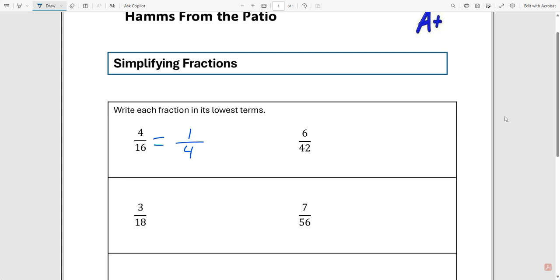Let's look at this one. 6 over 42. So is 6 a factor of 42? Will 6 divide into 42? Yes, it will. So that is our greatest common factor. So 6 divides into 6 one time, and 6 divides into 42 seven times.